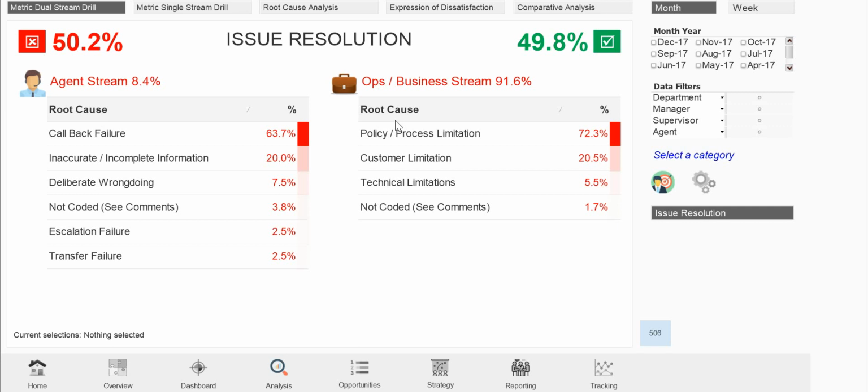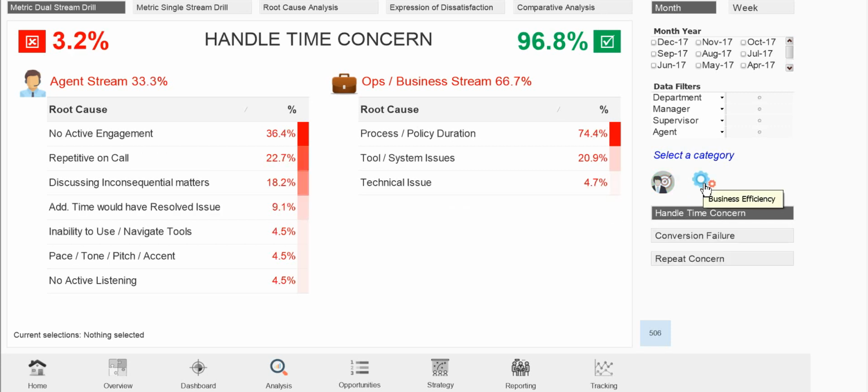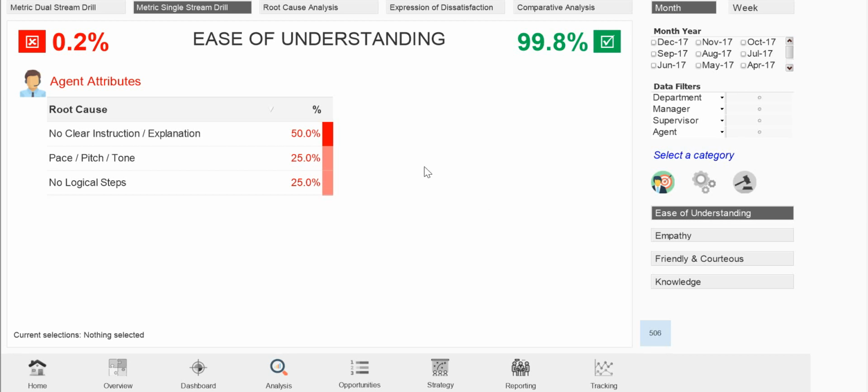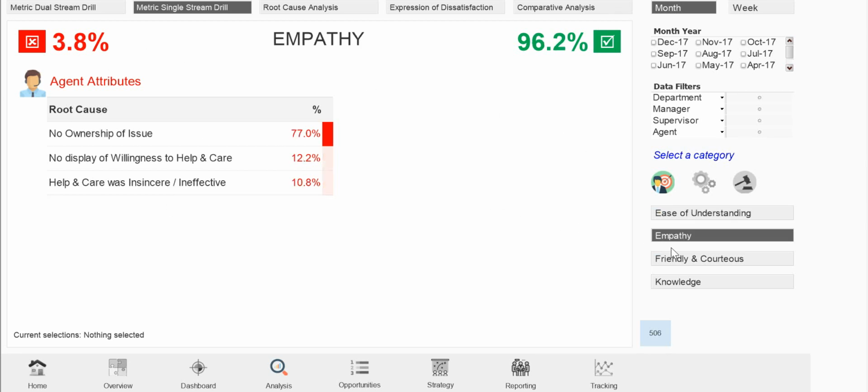For each of the metrics that include dual streams, which we refer to as the agent stream and ops or business stream, there is a drill down capability to review the first layer of causality. Hence, this is inclusive for resolution and satisfaction, as well as business efficiency metrics. For all other single stream metrics, those that are purely agent controllable, there is also root cause analysis available for empathy, friendliness and courteousness, as well as those factors sitting within business efficiencies and regulatory compliance.